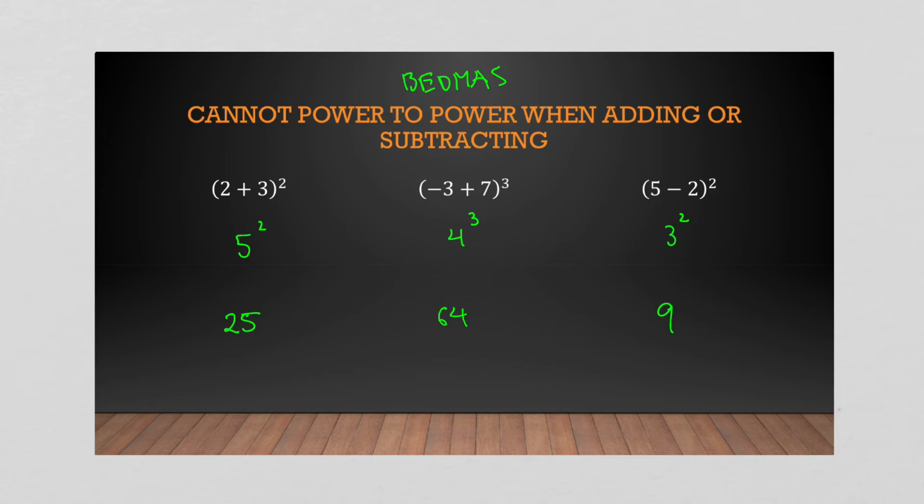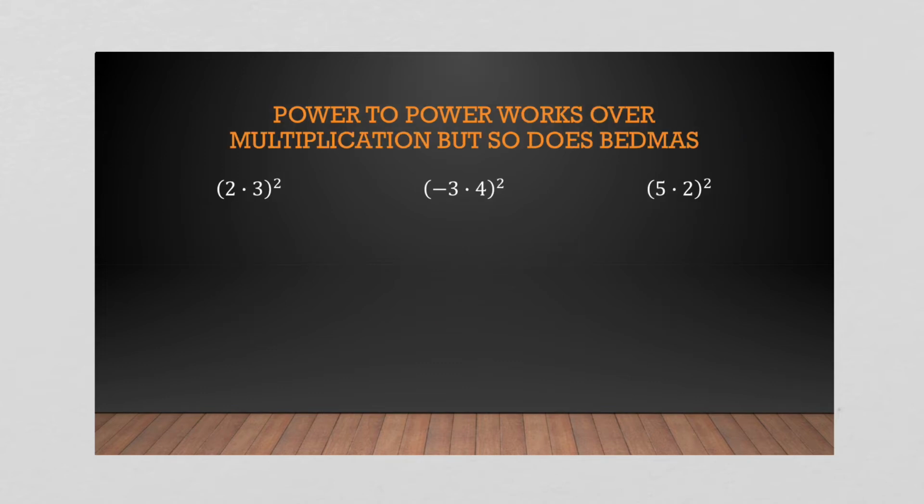We have to do that operation first, BEDMAS. If you have multiplication on the inside, then you can do either one. So let's see, if we were to multiply those together first, we're going to have 6 to the power of 2, which means we're going to have 36. But otherwise, we're going to have 2 to the power of 2 times 3 to the power of 2, which means 4 times 9, which is 36.